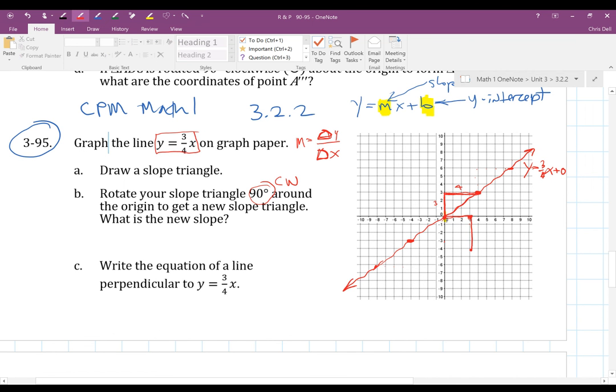So that right there is that new slope triangle, where now my change of y is 4 and my change of x is 3. In fact, it's a -4/3. So the new slope for that slope triangle is -4/3, right? The change of y is -4, the change of x is 3. So it says to write the equation of a line that is perpendicular, right?